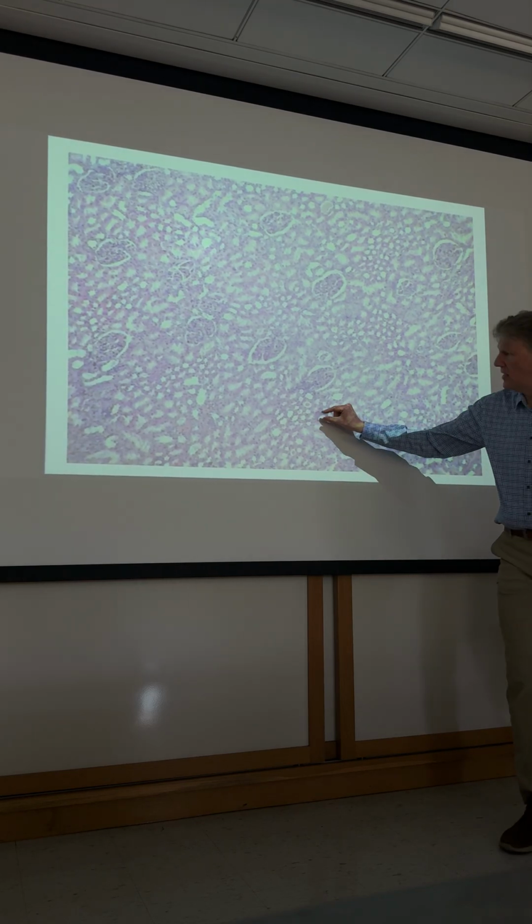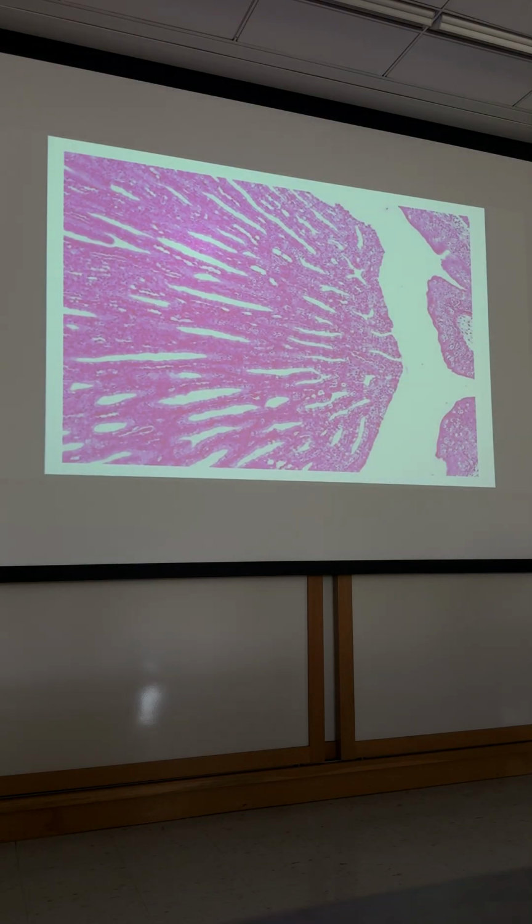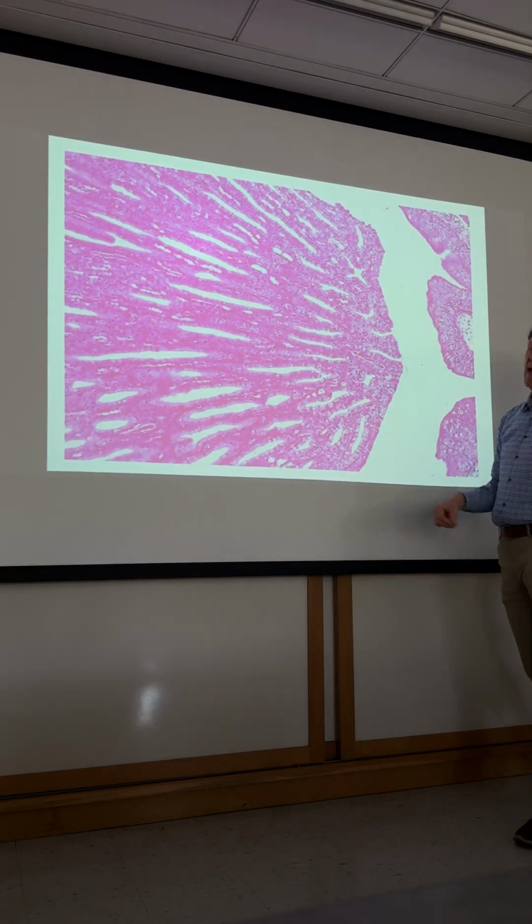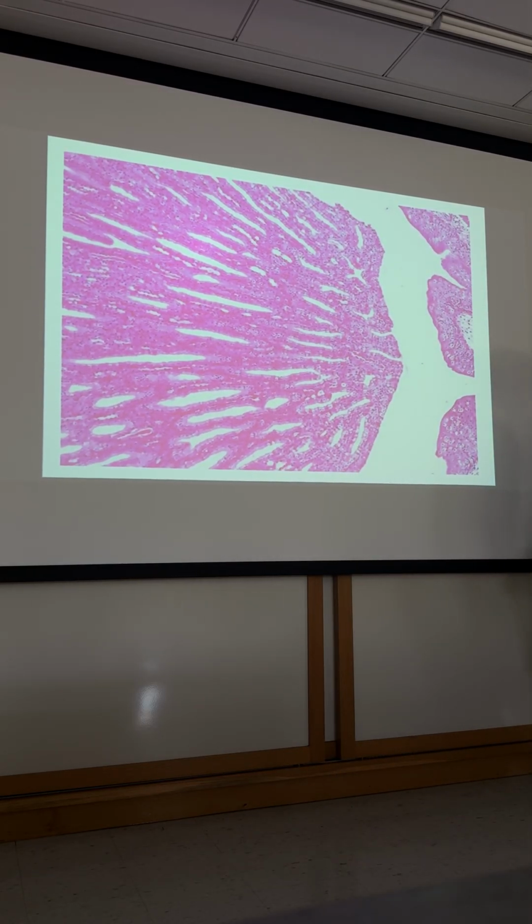Now, all these little circular things that you see around here are going to be either DCT or PCT, but this magnification is not great to show you the difference. So I'll show you a better close-up to tell the difference between the DCT and the PCT. This, on the other hand, is basically at the end of a papilla, and all of these things coming towards it would be collecting ducts.